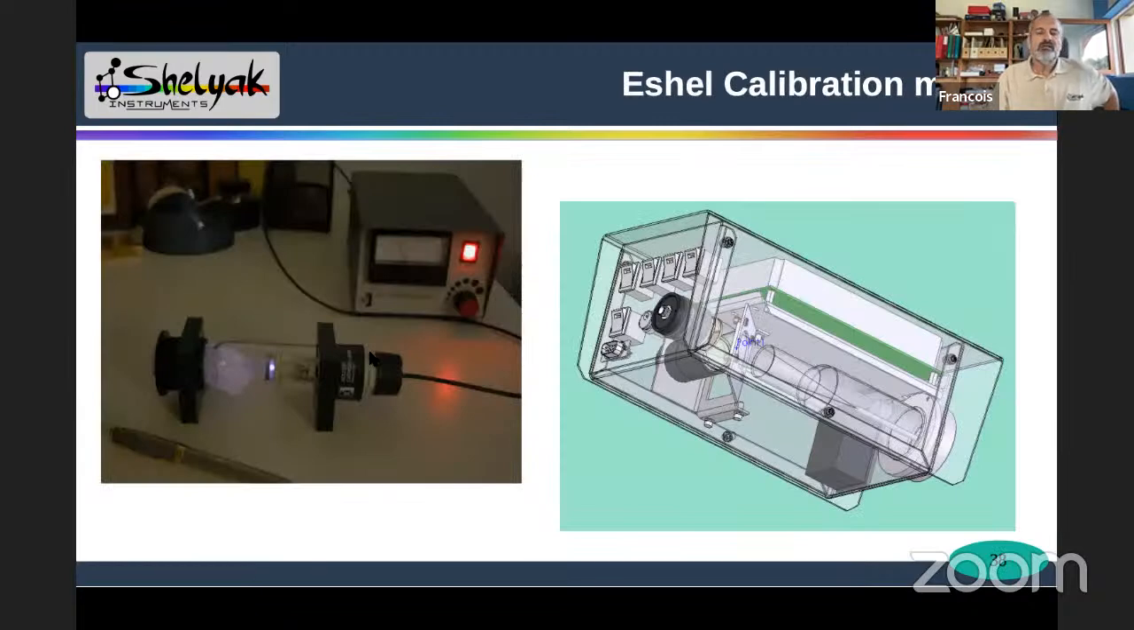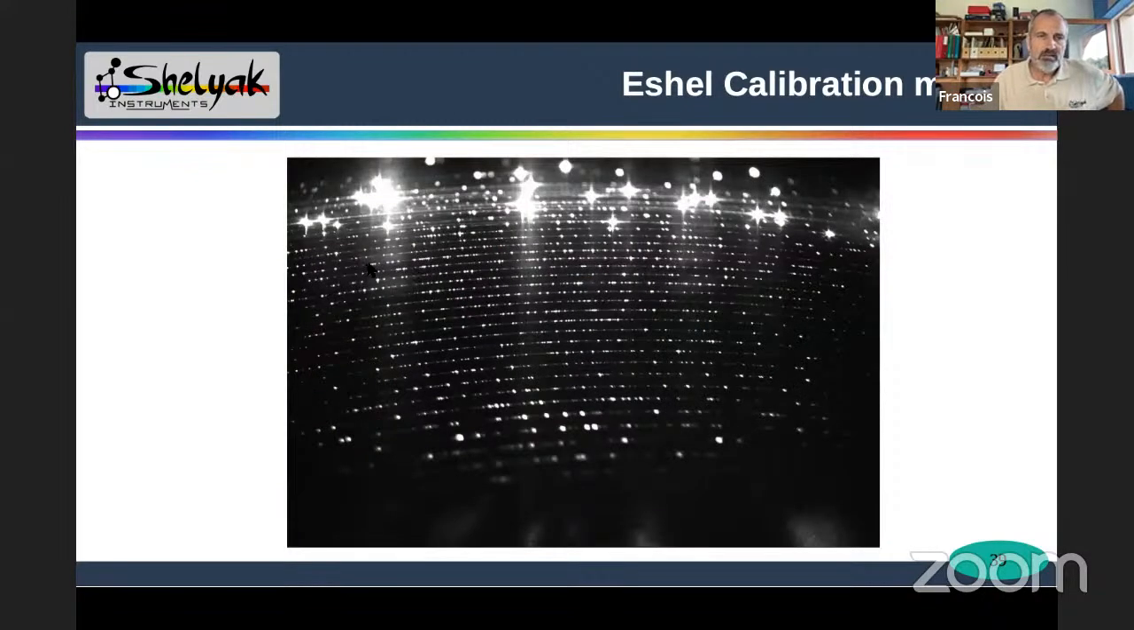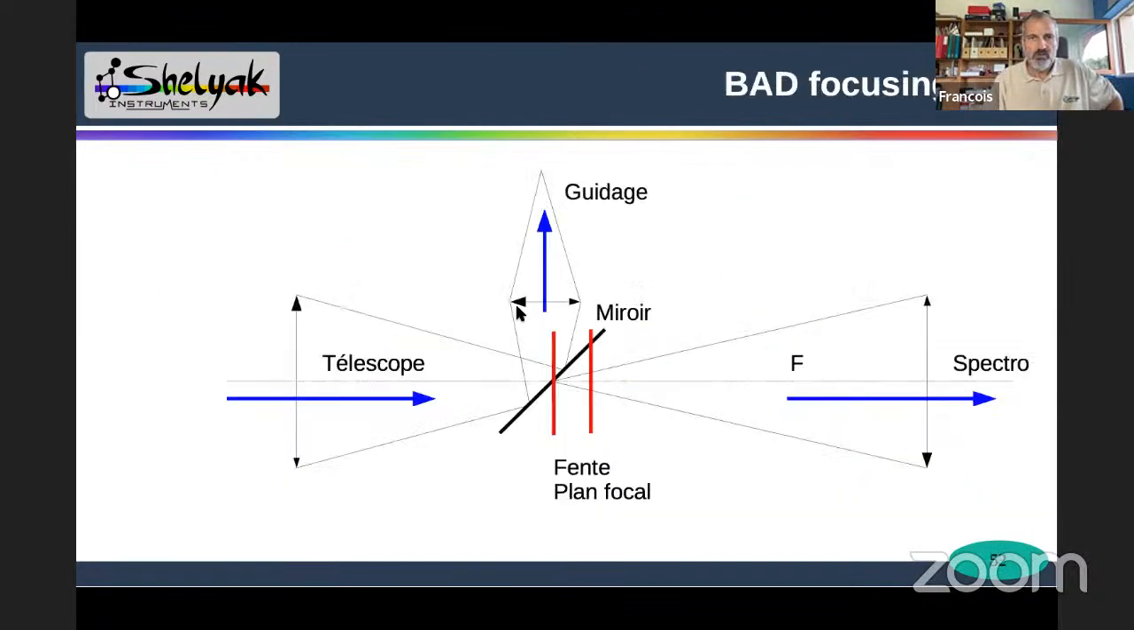Okay, and the interest of using a thorium lamp is shown in this image. This is a calibration image with the eShell spectroscope, and you can see that in each line, each order, you have many emission lines, and we can know exactly the exact position of each line, and this is what allows to do such a calibration. So the advantage of the thorium is that we have a lot of lines with quite similar levels, except the very bright at the top, and oh, sorry again.